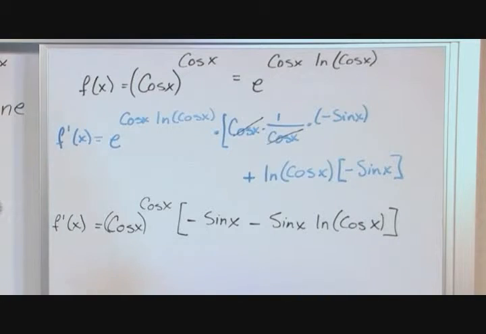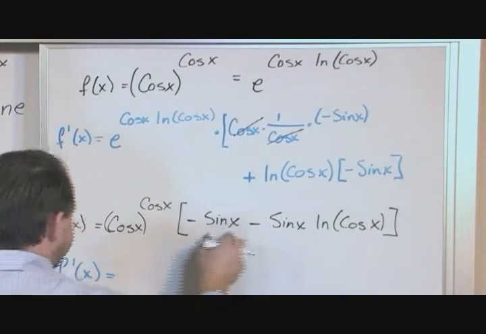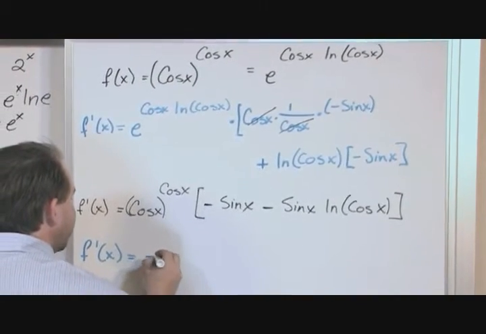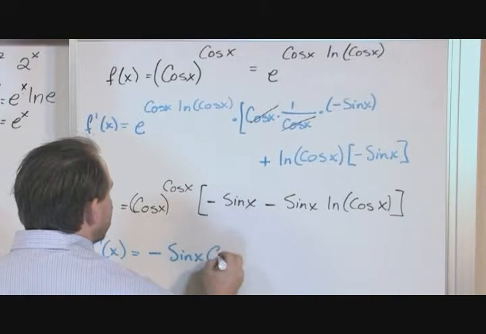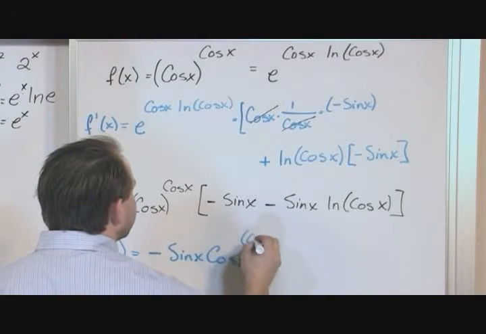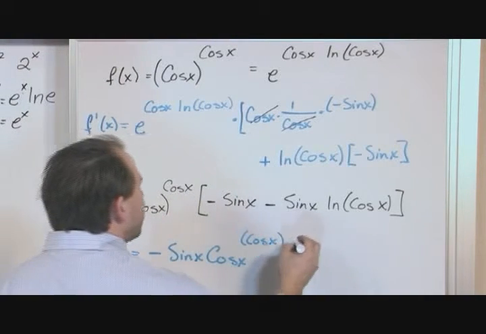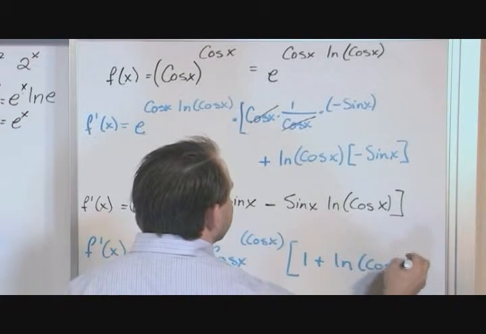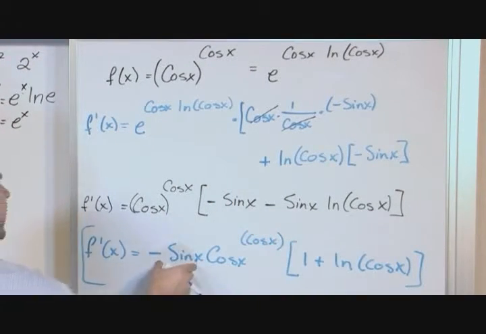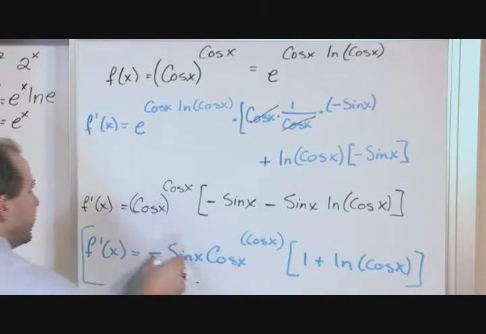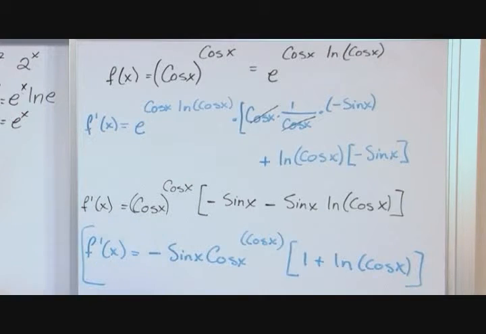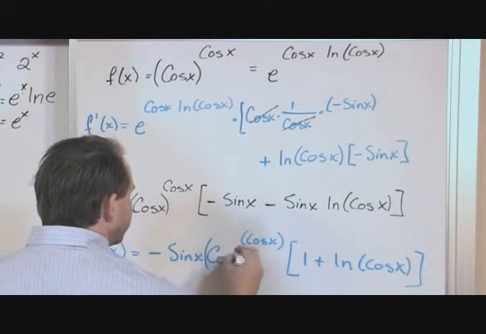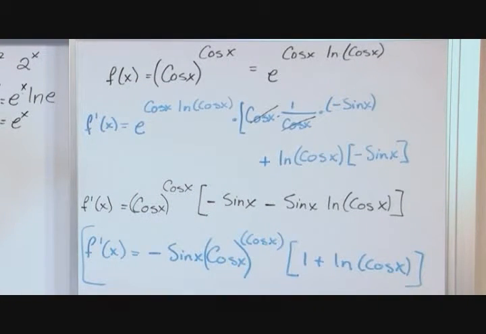And again, this is the answer. You could circle that, but just to tidy it up a little bit, we'll pull out a sine of x. Actually, we'll pull out a negative sine of x. So we'll make it negative sine of x cosine of x to the power of cosine of x. And then we'll open this bracket and we'll make it 1 plus natural log of cosine x. So all we did here is we pulled out this. So this multiplied in will give me this. This multiplied to here will give me this. So the answer is negative sine x cosine to the power of cosine. To make that a little bit clearer, you can do it like this. And then 1 plus natural log of cosine x.